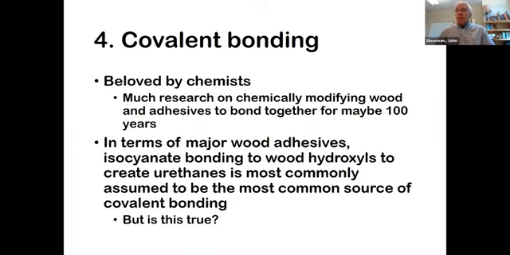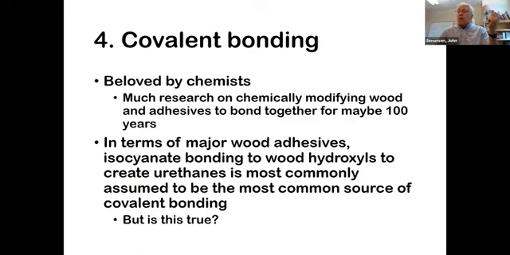But there's been a lot of research done on this, on chemically modifying wood and adhesives. It's fun for us chemists because wood is actually easy to modify chemically. And so it's easy to play around with it in the lab and come up with lots of different ideas that at least somebody thinks is clever, right? In terms of the 3 major wood adhesives, which are urea formaldehyde, phenol formaldehyde, and isocyanate glues, and hopefully everybody's familiar with that, the isocyanates have the ability to bond to wood hydroxyls.